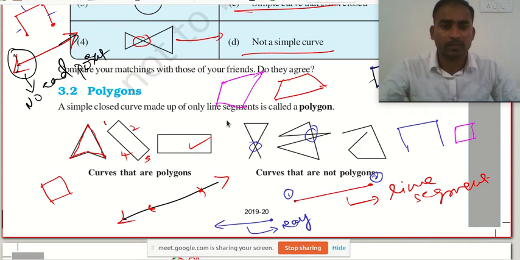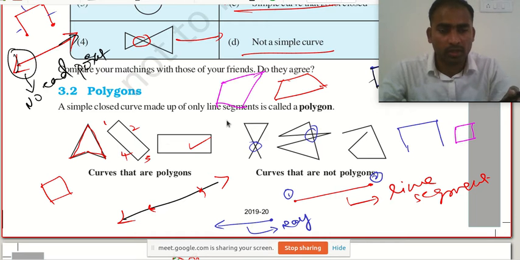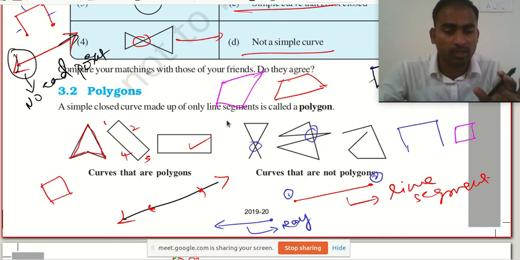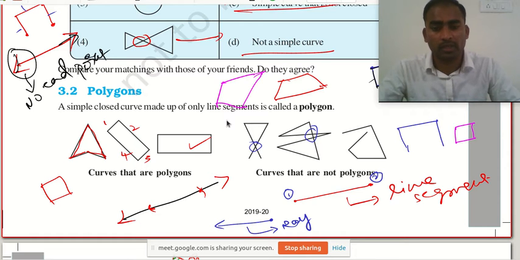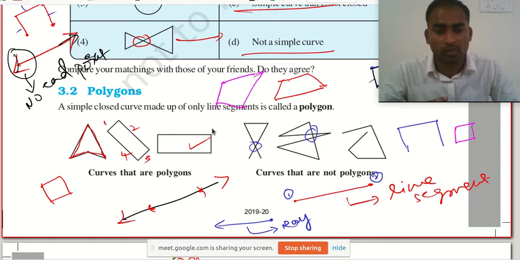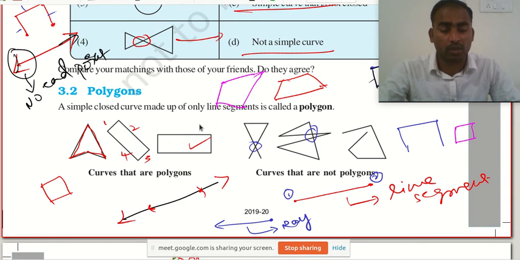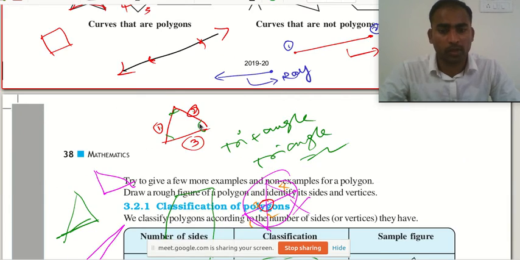Then we learned the definition of a polygon. A polygon is nothing but a simple closed curve which is made up of only line segments. In polygons we have different names based on the number of sides. If it has 3 sides, we call it a triangle, 4 sides quadrilateral, 5 sides pentagon, 6 sides hexagon, 7 sides heptagon, 8 sides octagon, 9 sides nonagon, then 10 sides decagon. So these many types of polygons we have.